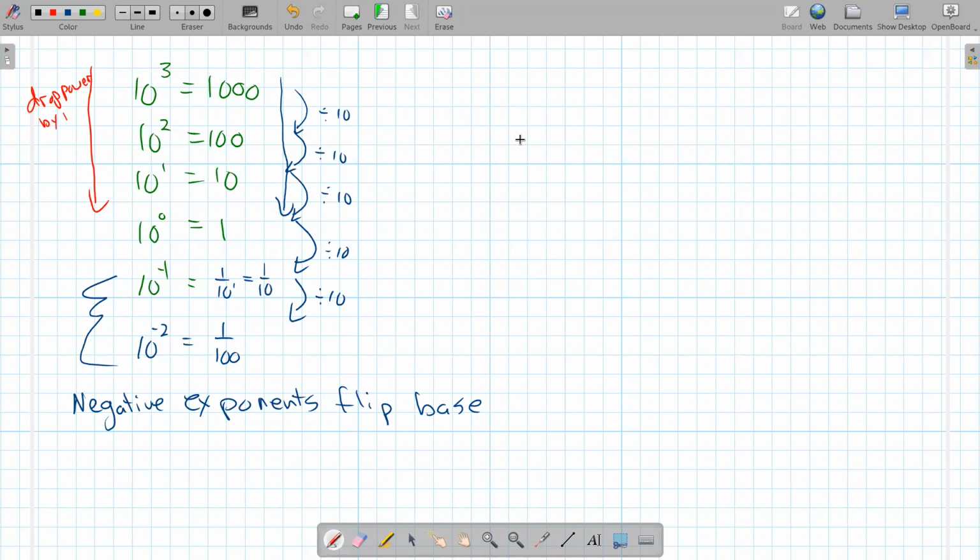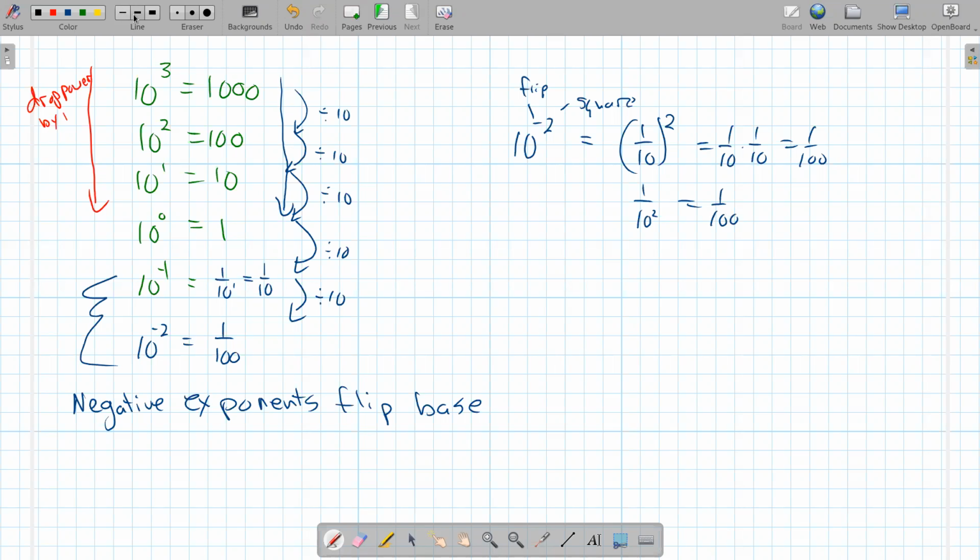But with this one right here, with 10 to the -2, I basically have 2 instructions. The negative says flip it, and the 2 says square it. So if I flip it, I get 1/10, but I still have to deal with the 2. That gives me 1/10 times 1/10, which is 1/100th. Or I could think about it as 1 over 10 squared. That's going to give me the same answer. So we are going to have to deal with negative exponents. Negative exponents just mean flip the base. That's it.